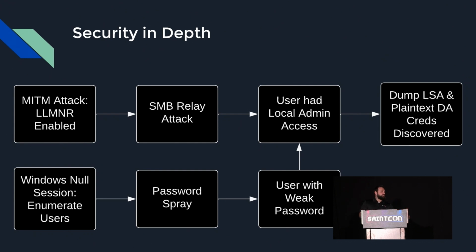So let's say that you get approval and you get to turn LLMNR and NBNS off, and then you also make sure you have SMB signing turned on for all your machines. Great, that is fantastic. If I can still enumerate users and then password spray, and your users have weak passwords, and then one of those users has local admin access, you haven't really stopped anything yet.